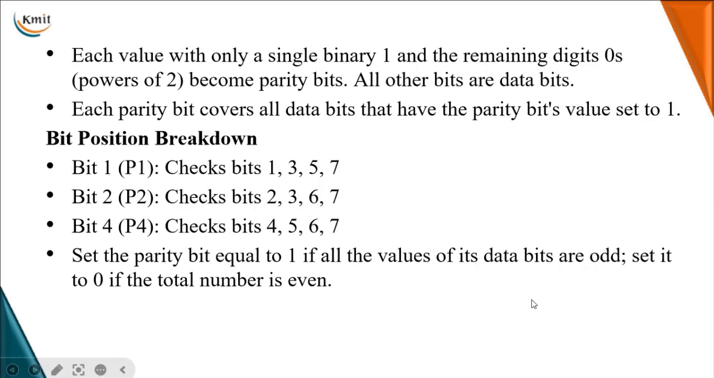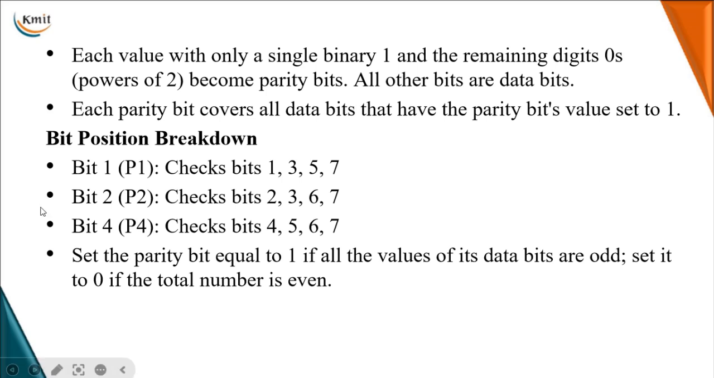Now, after determining their positions, we have to determine their values. In order to find their values, first we have to divide the block of data into groups. As there are 3 parity bits, the block of data is divided into 3 blocks. Block 1 checks the bit positions 1, 3, 5, 7. Block 2 checks the positions 2, 3, 6, 7. Block 3 checks the positions 4, 5, 6, 7. Based on the scheme of parity, whether you prefer an odd parity scheme or an even parity scheme, in Hamming code we prefer the even parity scheme.